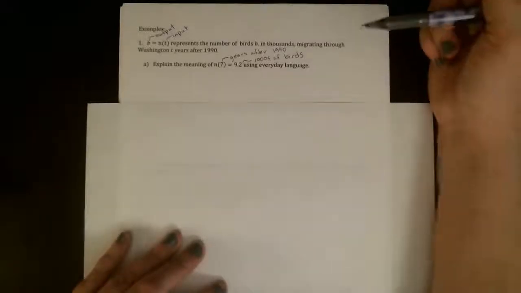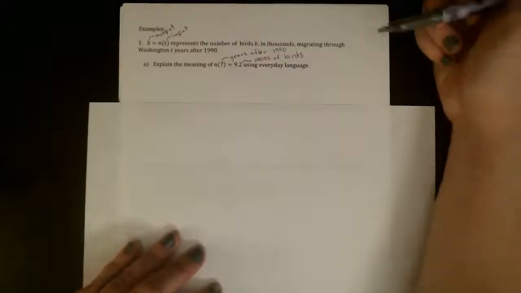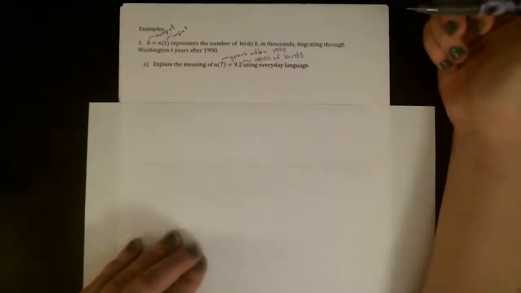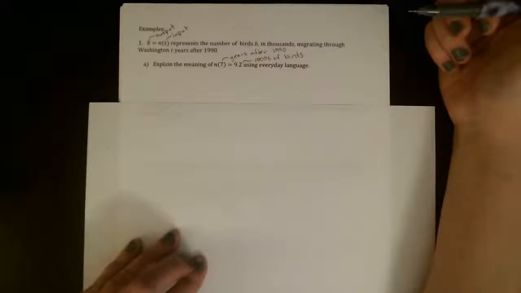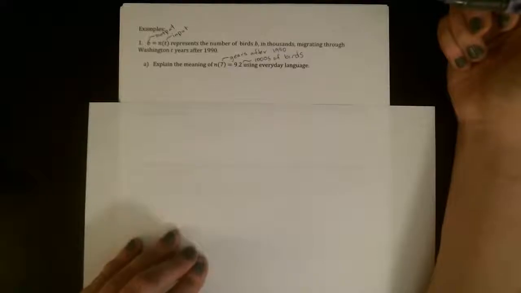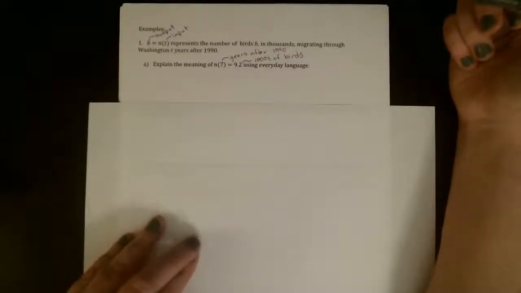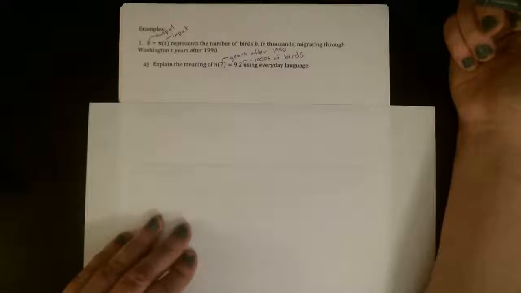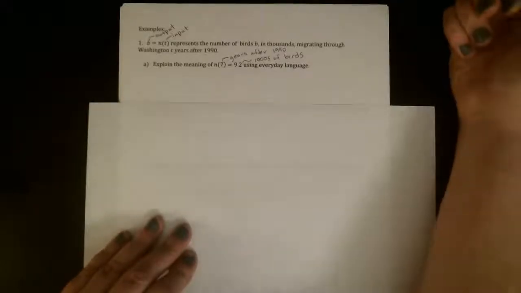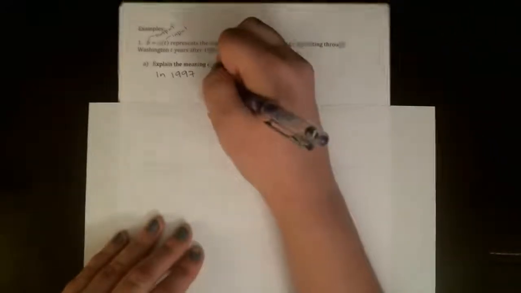I think I can do a lot better if I'm trying to make that everyday language. I don't know about you, but I think 7 years after 1990 is sort of an awkward way to say it. And I definitely think 9.2 thousand birds is a strange thing to say. I wouldn't mind 9.2 million or billion, but I don't think it's normal for people to say 9.2 thousand. So if I want to nicely explain this with everyday language, I would simplify it as much as possible and say in 1997, 9,200 birds were migrating through Washington.